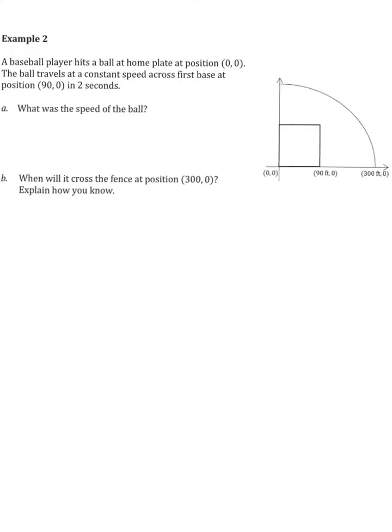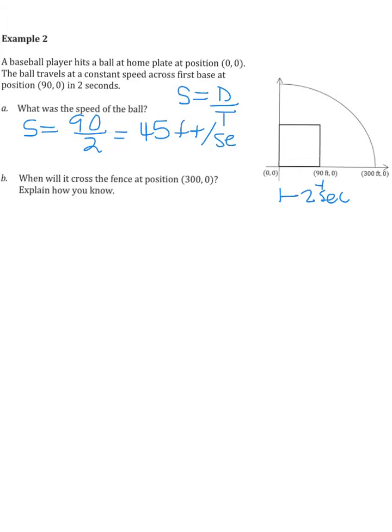A baseball player hits a ball at home plate at position 0-0. The ball travels at a constant speed across first base at position 90-0 in 2 seconds. Okay, so from here to here is 2 seconds. What was the speed of the ball? So I told you already that speed is equal to distance divided by time. And we know that the distance is 90 feet divided by 2. So that's equal to 45 feet per second.